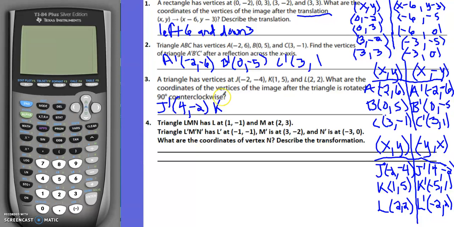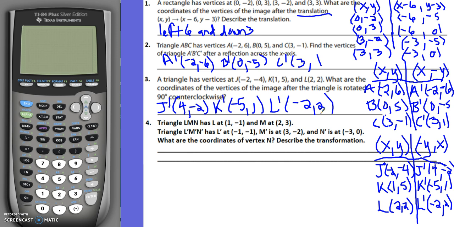K prime is (-5, 1). And L prime is (-2, 2). Triangle LMN has L at (1, -1) and M at (2, 3). Triangle L'M'N' has L' at (-1, -1), M' at (3, -2), and N' at (-3, 0). What are the coordinates of N?